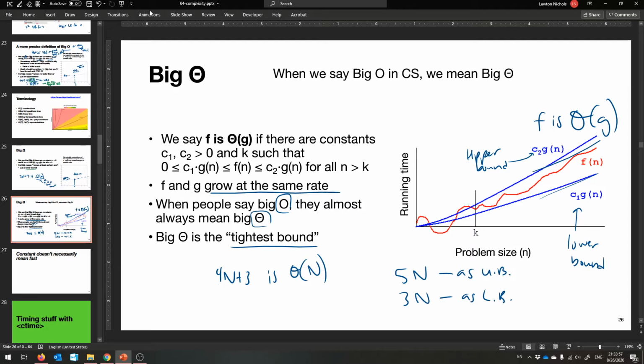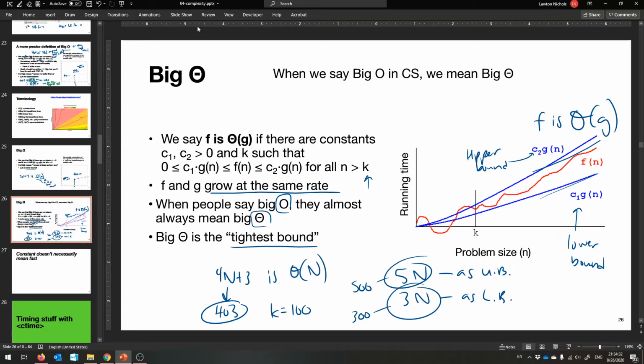Those are my 2 constants, c1 and c2, and I can also pick k, where I want to start this process where this will always be true, where this will always be a lower bound and an upper bound. It's not true at 0, but maybe if I pick my k equals to 100, then this is equal to 403, this is equal to 500, this is equal to 300, and so from then on out, this is smack dab in the middle of 2 constants times just n. Okay? So if that made sense, you are golden.